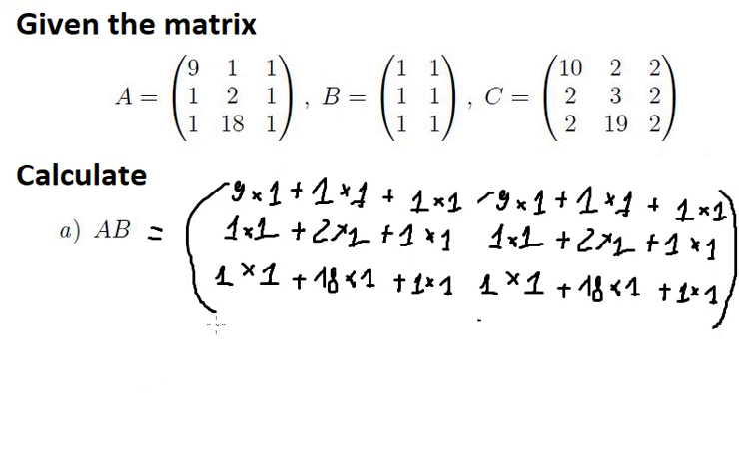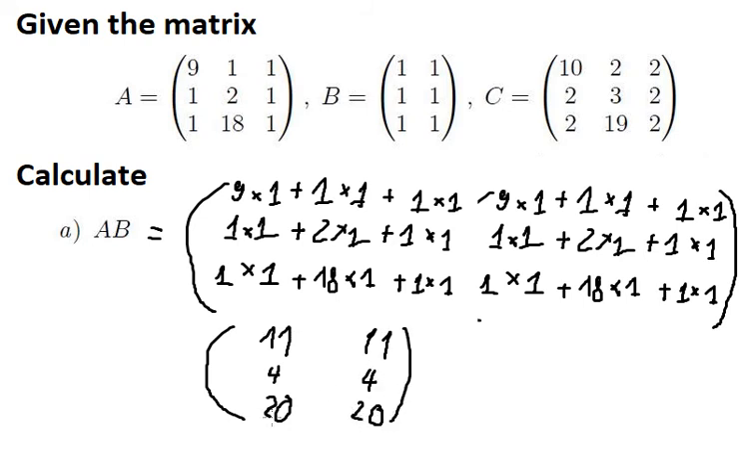So we simplify. This one we have 11, this one we have 4, this one we have 20. Similar for the second. So the first column and the second column, they should have the same. And now this is the answer for Question A.